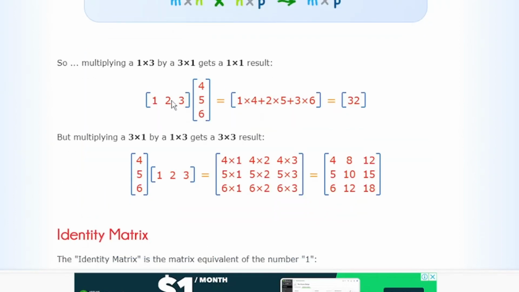A 1 by 3 matrix multiplied by a 3 by 1 matrix. Our answer will be one spot. This is a 1 by 1 matrix. So how do we know it's a 1 by 1 matrix? This one and this one. When you multiply, eventually the answer will have this order.